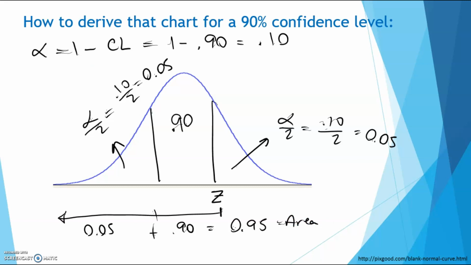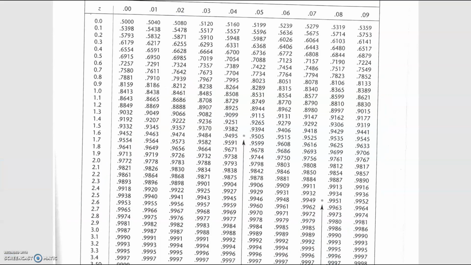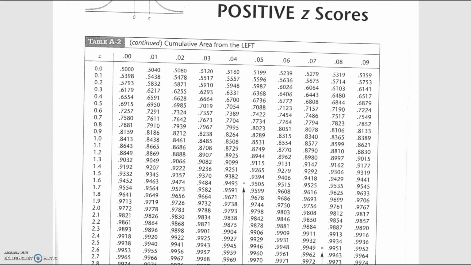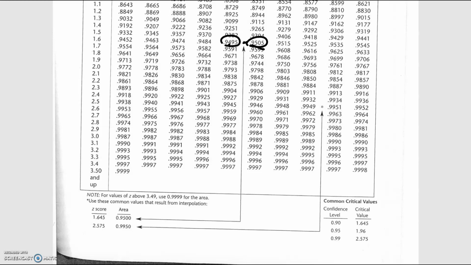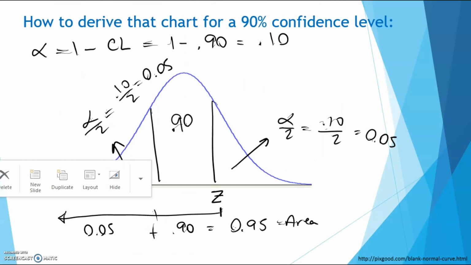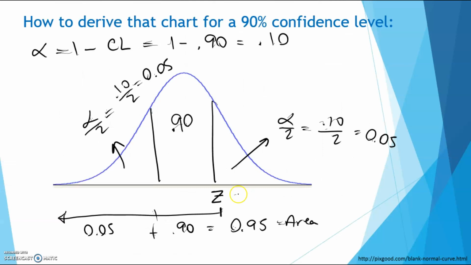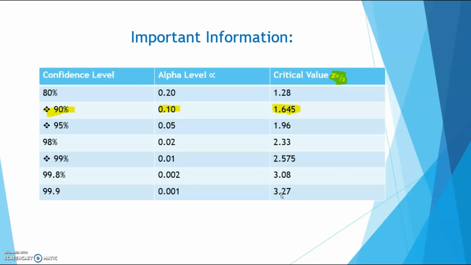Now I need to go back to my z-score table. Okay, so between this number and this number, notice I've got a star right there. I'm going to follow that all the way down. If I've got an area of 0.95, my z-score will be 1.645. So this is equal to 1.645. Should go back to the chart. There's our answer, 1.645. And that's how they are deriving that table right there.